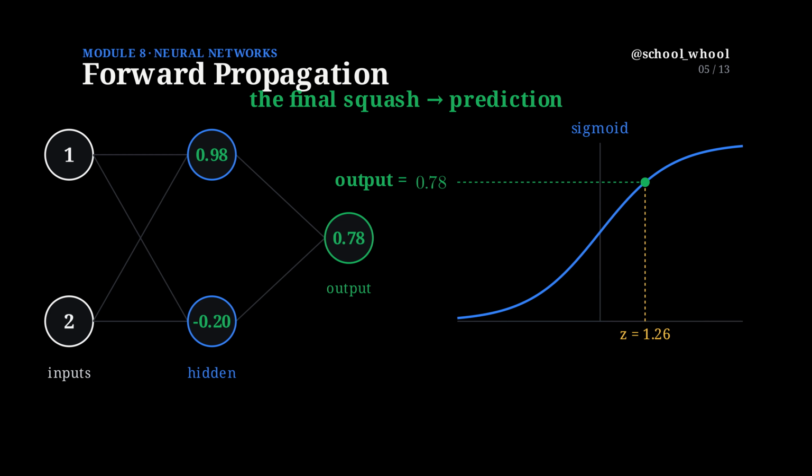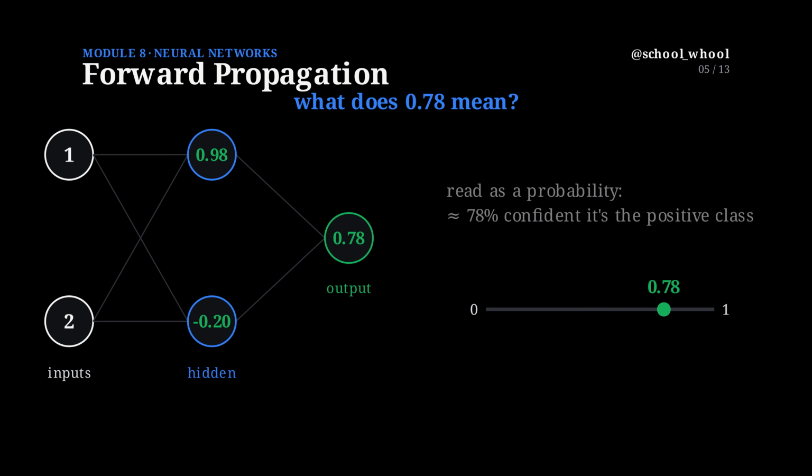So what does 0.78 mean? Because the sigmoid output lives between 0 and 1, we read it as a probability. The network is about 78% confident this example belongs to the positive class. Not certain, but leaning clearly toward yes.